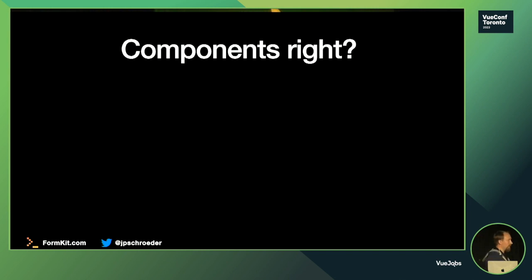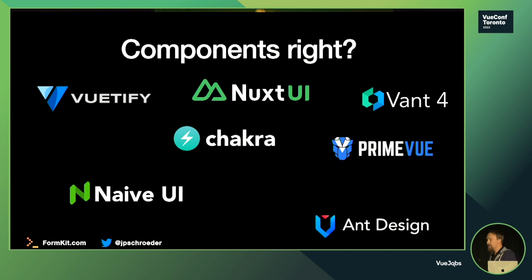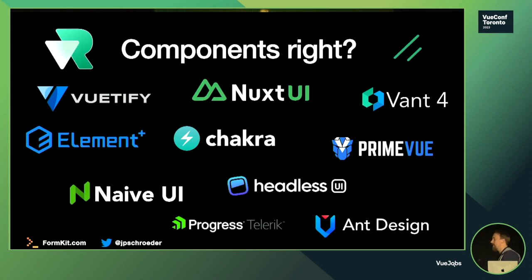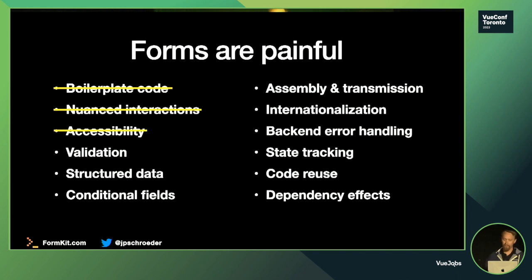So what's a solution? Well, components. This is what we've learned in the Vue space, is that components are a great encapsulation of logic. And there's a lot of components out there for you to pick from. And there's more all the time. There's constantly new UI libraries coming out. And they all have their own take on this stuff. But the problem is that they really only solve a small subset of the problems of forms. They do a great job of reducing the boilerplate. They handle a lot of those nuanced interactions. They do accessibility. Some of them even get into a little bit of validation.